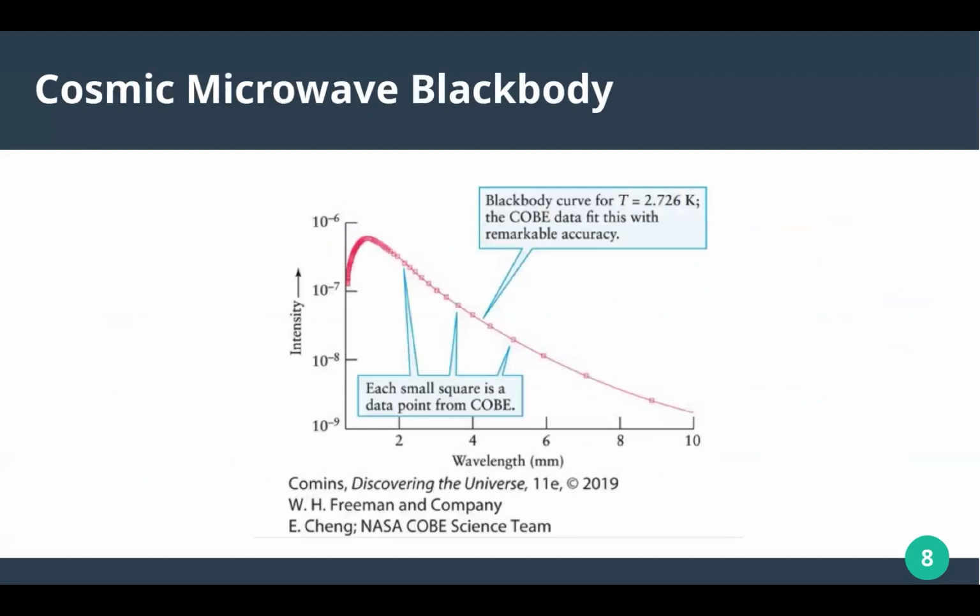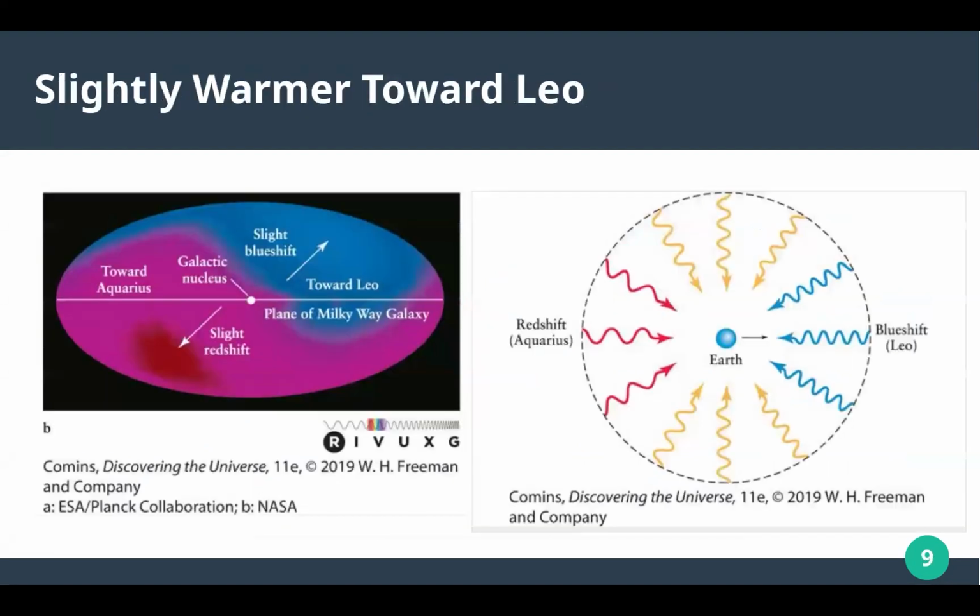This data actually came from radio technicians who were just looking into the void, trying to find radio signals, and were finding that there was a constant background of noise that they couldn't get rid of. We also find that the background is slightly warmer, or blueshifted, towards Leo, while it's slightly redshifted away from Leo, or towards Aquarius, which means that we should be moving towards Leo.